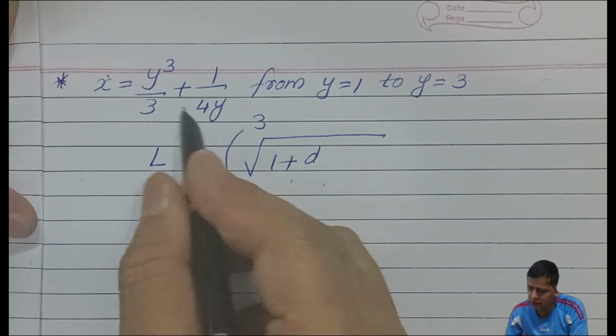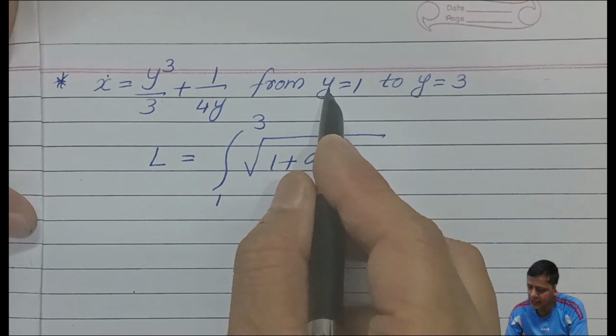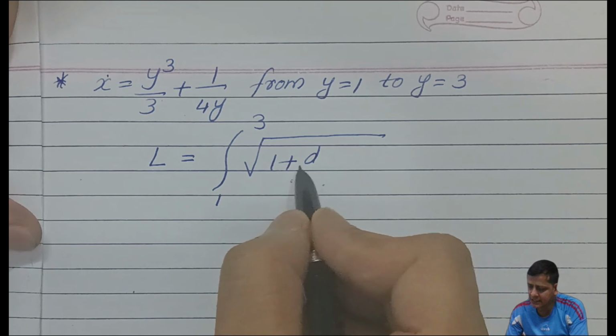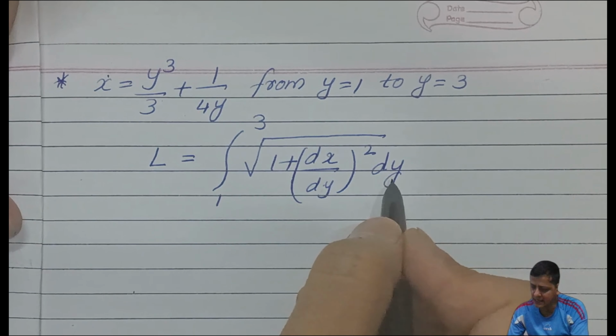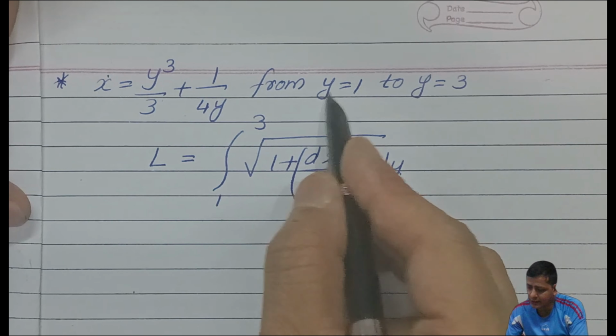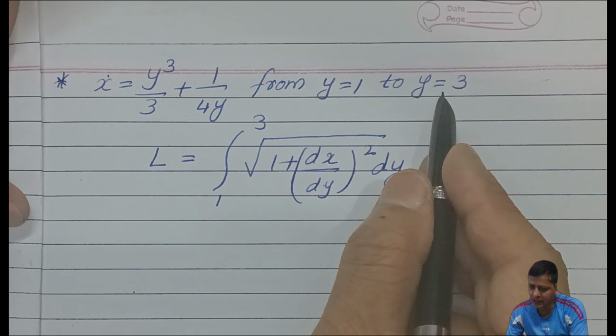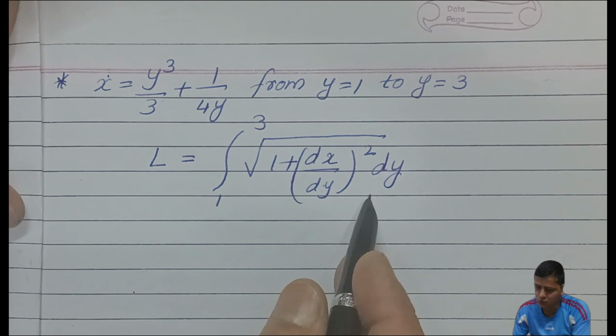It says 1 plus dx by dy, whole square. Here x is given, and the limits are in terms of y, that's why we use dx by dy. Now this time we are doing a dy integral. Why are we doing a dy integral? Because it is given as y to y, with a lower limit and an upper limit. That's why we are using this formula now.